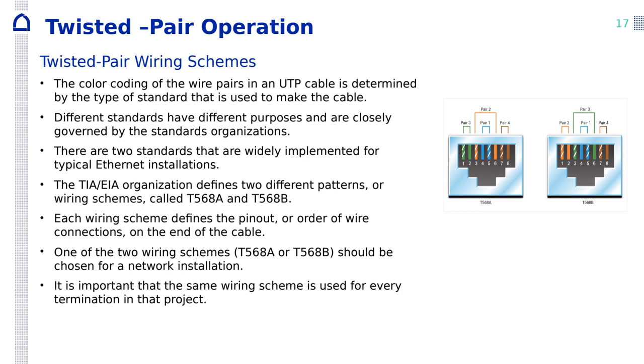So one wiring scheme should be chosen in your network and should be used for every termination in that project. Every termination of the network, what does that mean? Both sides, the end of the cable, we call termination, terminate. Okay.